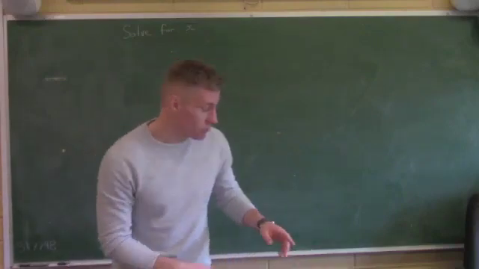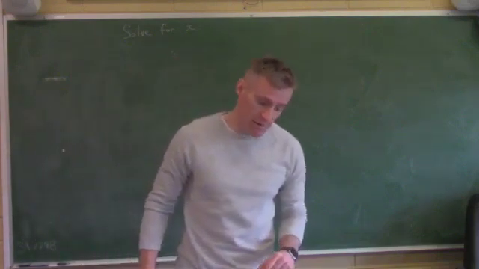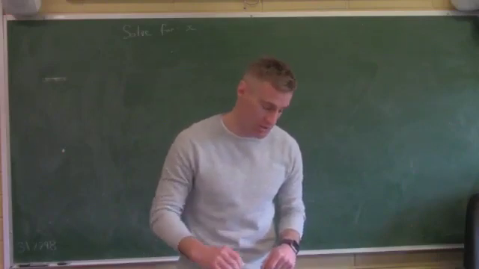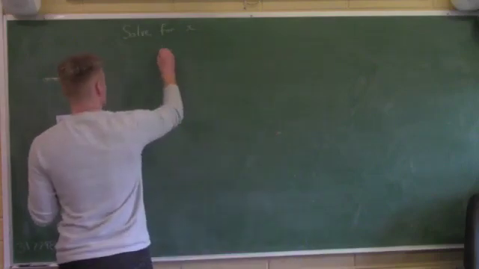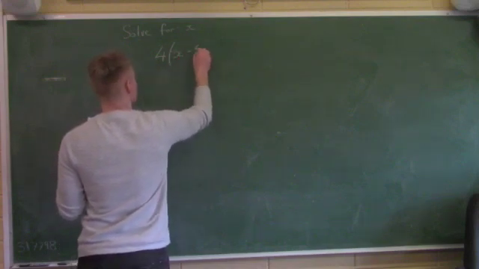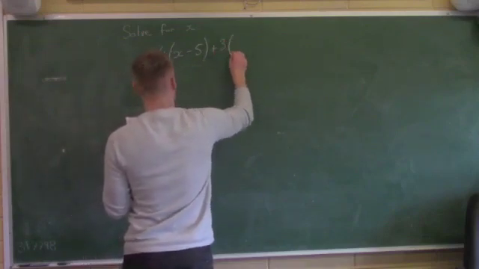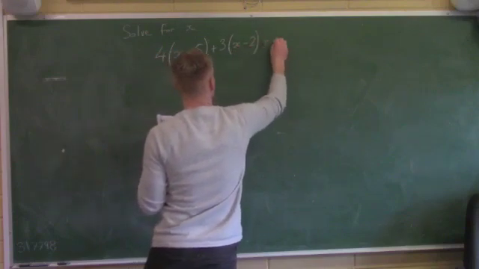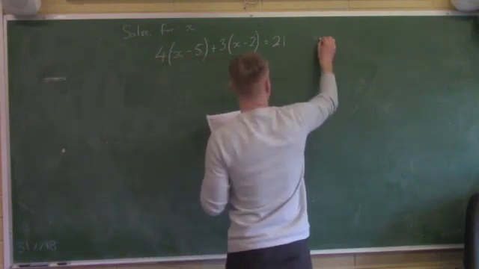Okay, so I'm going to do another solve for x question. This time it's very similar to a question in 2016 paper 1, question 3. So again, an algebra question. They're examining very similar to the last question: 4 brackets x minus 5 plus 3 brackets x minus 2 equals 21.